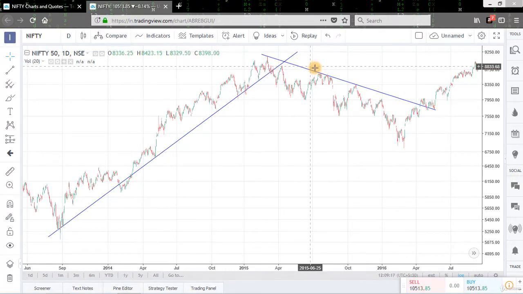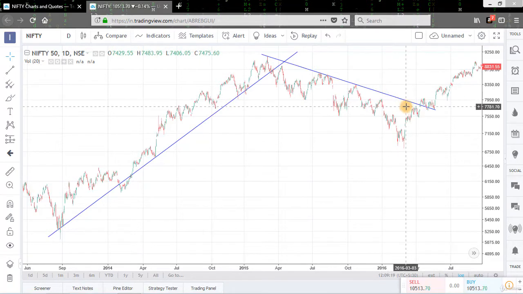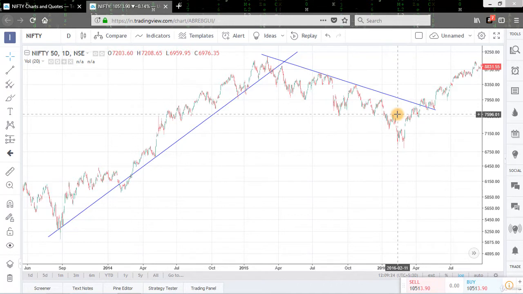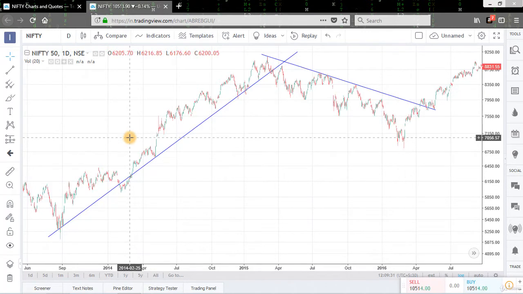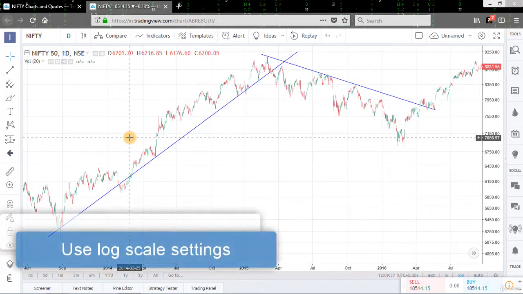And as long as the prices remain below the trend line, we should focus on sell positions only. So it is very important to draw accurate trend line. To draw a long-term trend line, often we see a large change in prices. So it is very confusing at that time to draw a smooth trend line. So we should always draw a trend line on log scale setting.